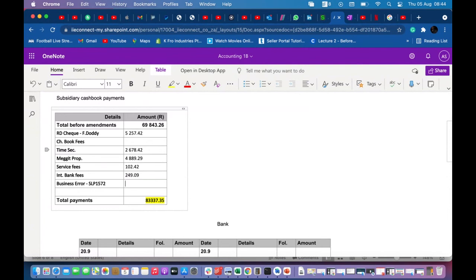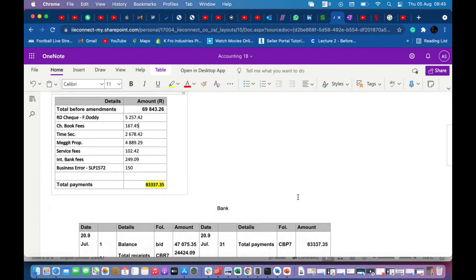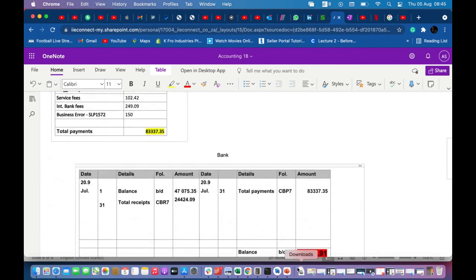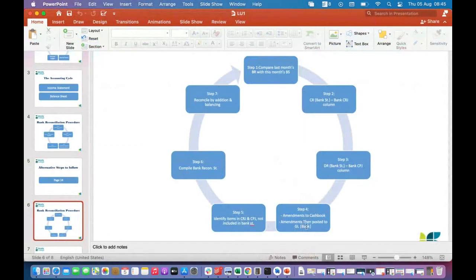All right. Okay, then where is this? Okay, so they overstated the deposit, remember there on the credit column there on the 19th. So this is where we bring that 150. Okay, cool. Let's see, okay, so this is what this was. This was the checkbook fees, which was 167.45. Okay, and there you go. All right, so we've dealt with now step number 4, amendments to the cash books.